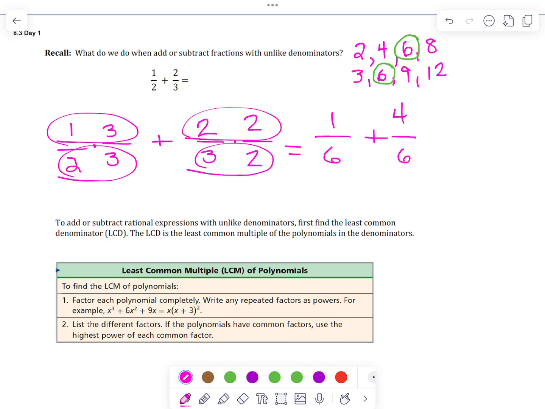So now our denominators are alike, so we can go ahead and add the numerators. So 1 plus 4 is 5. And then we keep the denominator.